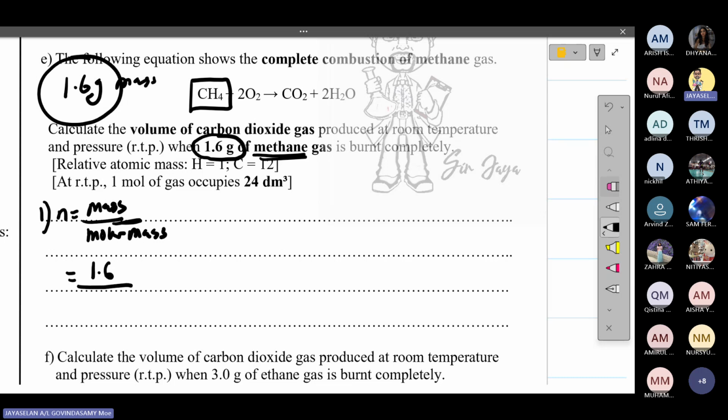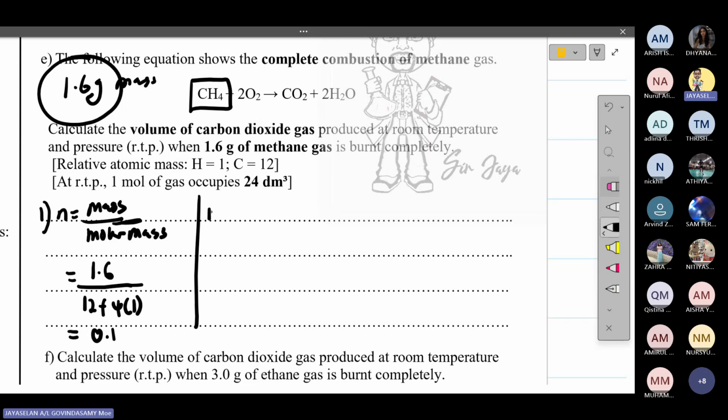What is the molar mass of CH4? Methane, right? How to find it? So here carbon 12, we have 4, times 1 for hydrogen. So what answer will you get? Calculator. Anyone? 0.1. Sir, 0.1. Okay, you already score 1 mark. No need to put the unit. This is the basic step you must remember.